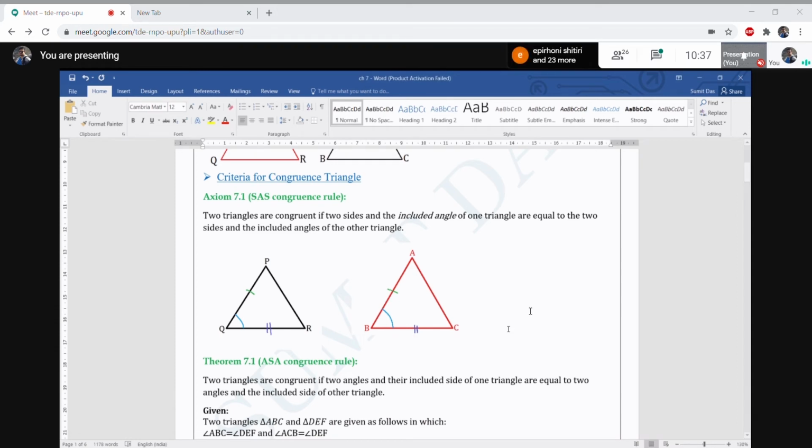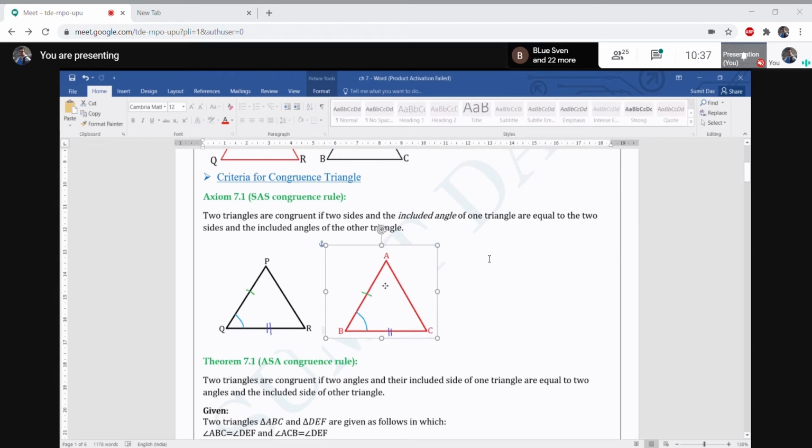So our first axiom is 7.1. This is known as the SAS congruence rule. What does it say? Two triangles are congruent if two sides and the included angle are equal. You can see the included angle marked like this. Why is this important? Because many of you don't have the idea of what is meant by included.